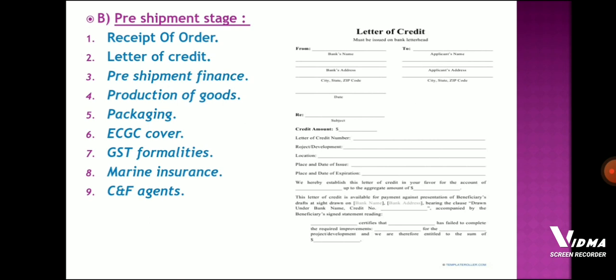Now the next work for export is production of goods. Pre-shipment finance is there, so the exporter has to produce goods as per the importer's need. If the exporter himself is not a manufacturer, then he will get the ordered goods from a local supplier. After production of goods, the exporter should go for the next step, and that is a very important stage, that is packaging.